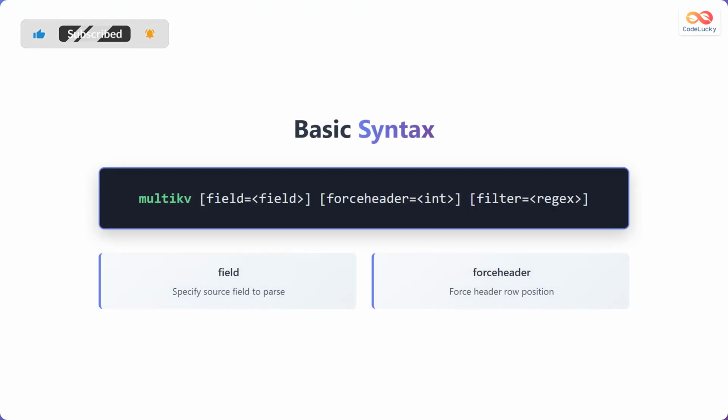The basic syntax for the multikv command is straightforward. You start with the command name multikv, followed by optional parameters. The three main parameters are field, which lets you specify the source field to parse instead of using the default raw field, forceheader, which allows you to force the header row position when dealing with structured data, and filter, which accepts a regular expression to filter specific key-value pairs. These parameters give you control over how the command processes your data.